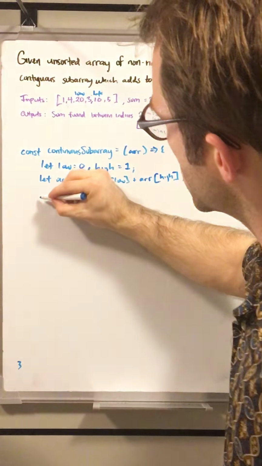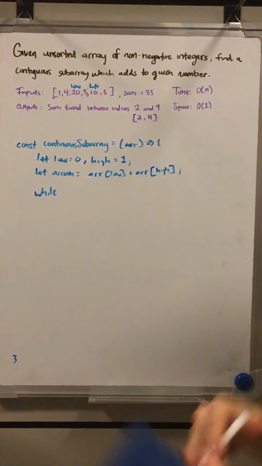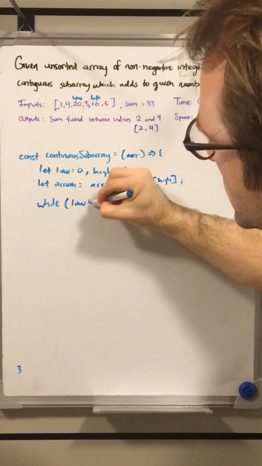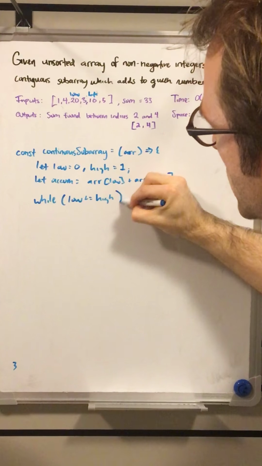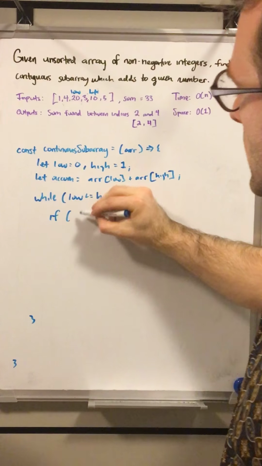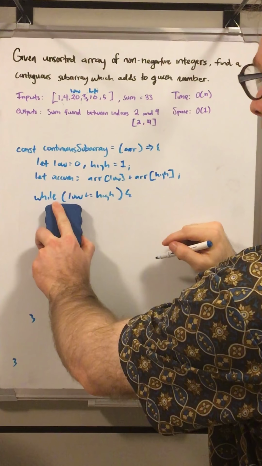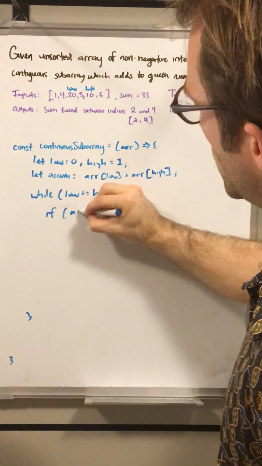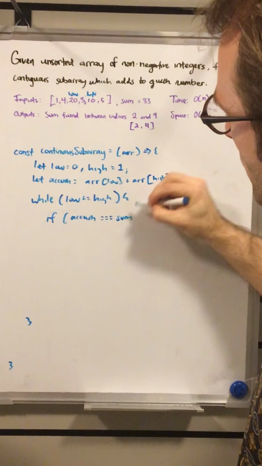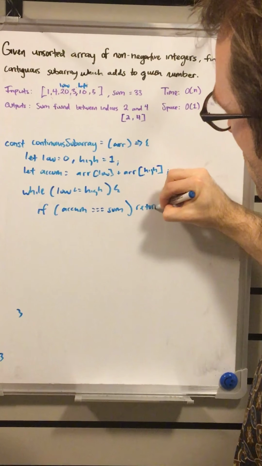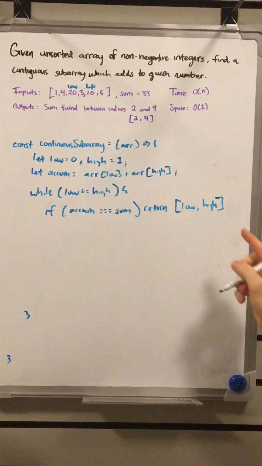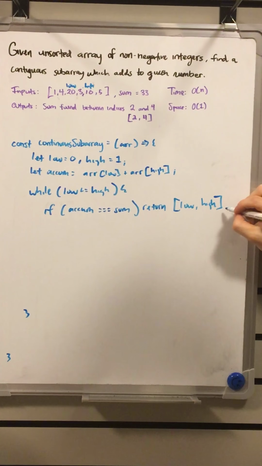Cool. And then we want to keep on doing our adding and subtracting and everything else in a while loop. So we want to say while the low is less than or equal to the high. Let's do some stuff here. And our first question we want to ask is if the accum, which is our temp, is it equal to the sum? If it is, just return low and high right in place, because we know that that must be where it lives.